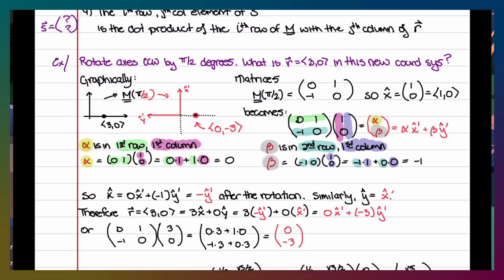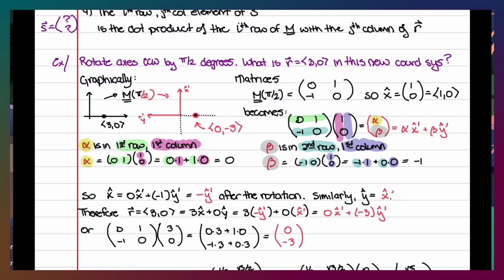Beta is in the second row, first column. So I do the dot product of the second row, first column. It looks like I have the -1, 0, and then 1, 0. So it's -1 times 1 plus 0 times 0. The dot product gives me -1.